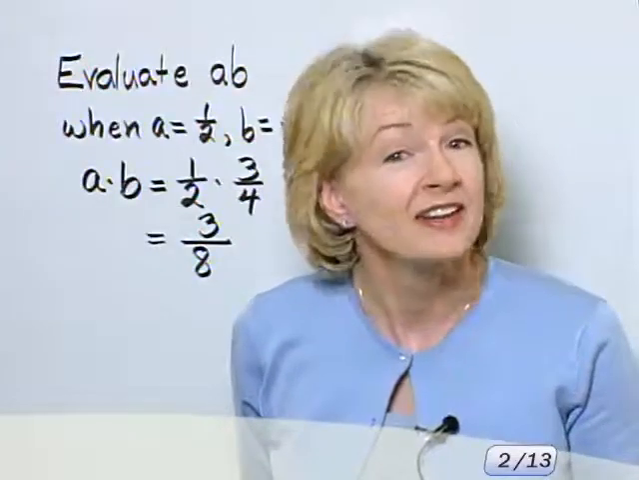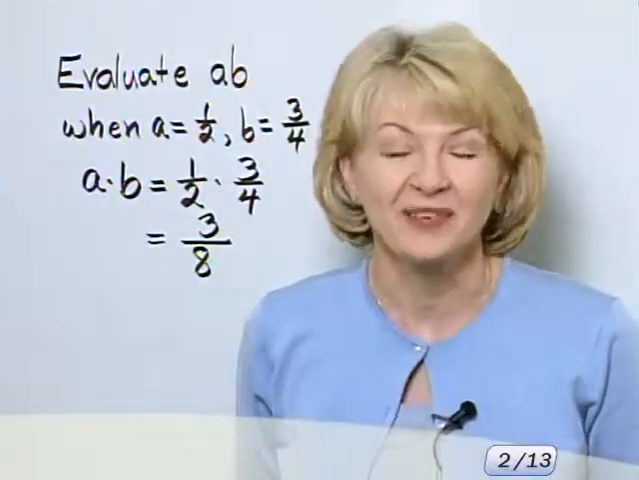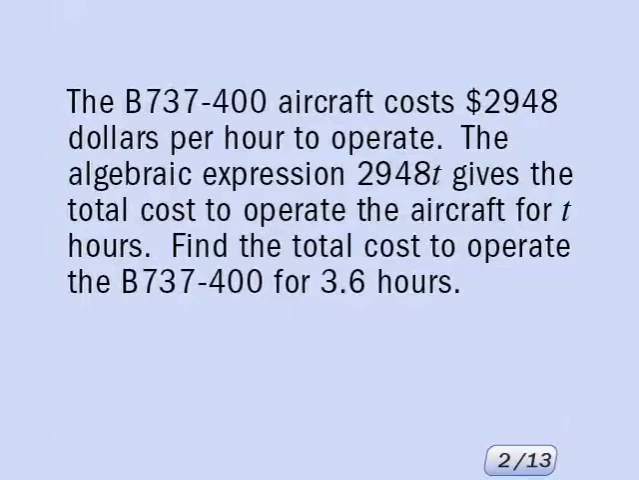Let's evaluate another expression. Let's look at the following. The B-737-400 aircraft costs $2,948 per hour to operate. The algebraic expression 2,948t gives the total cost to operate the aircraft for t hours. Find the total cost to operate the B-737-400 for 3 6/10 hours.